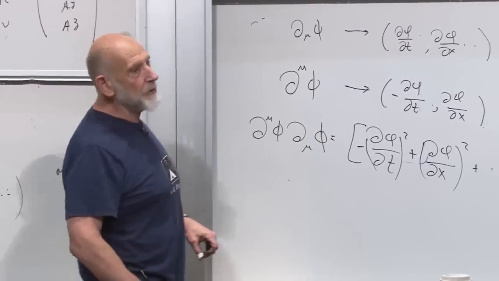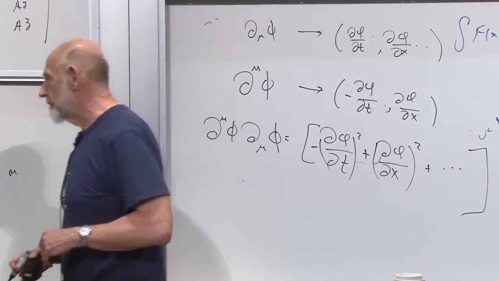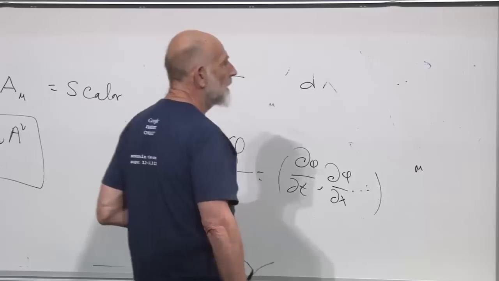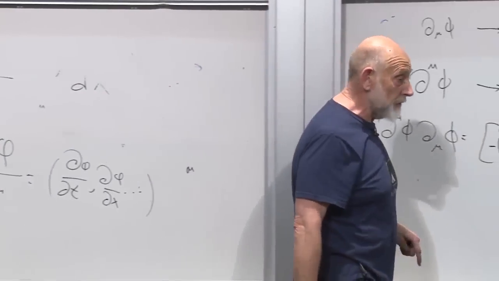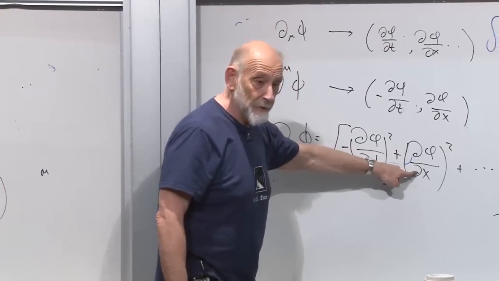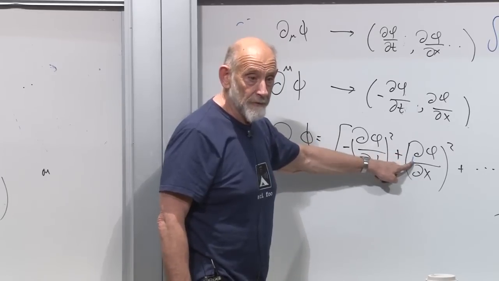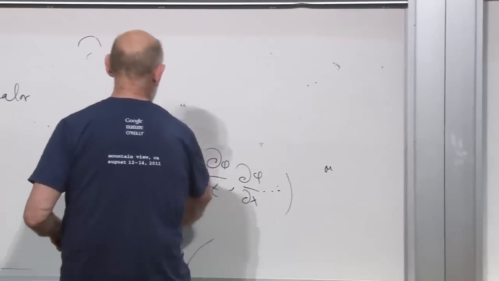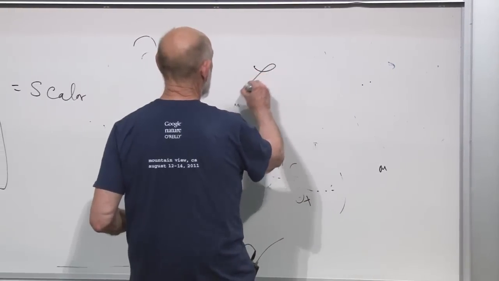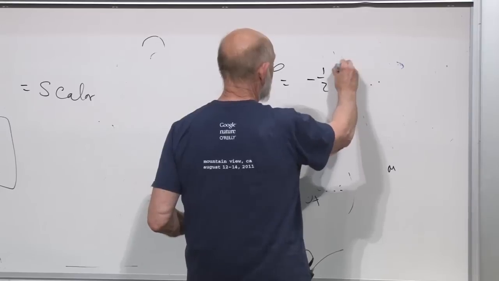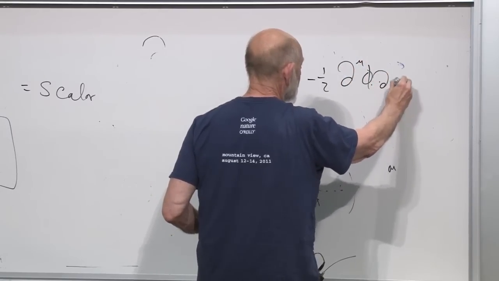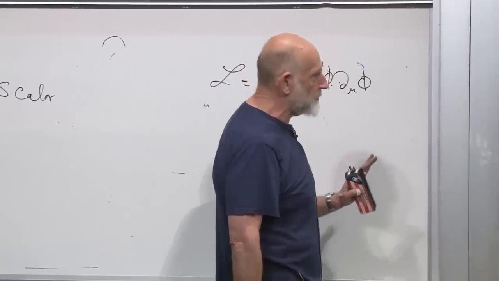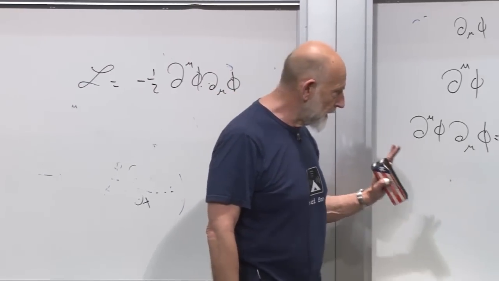Why is it good that the Lagrangian is a scalar? Is it Lagrangian or Laplacian? No, this is not the Laplacian. This is the Lagrangian. The Laplacian is composed out of second derivatives. These are squares of first derivatives. In this language, the Lagrangian for the scalar field is equal to minus 1/2 d mu phi d mu phi. And it is just 1/2 time derivative squared minus space derivatives squared. Okay.